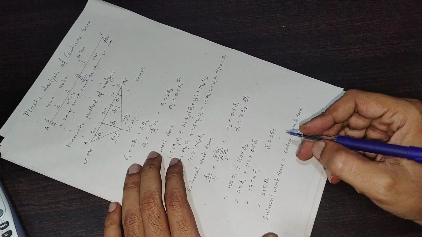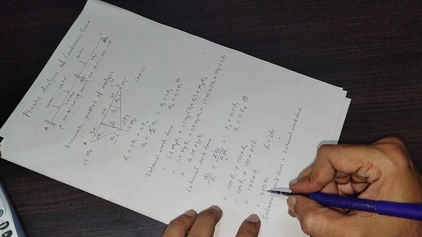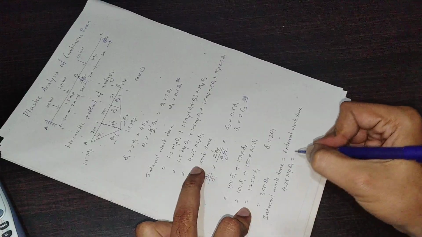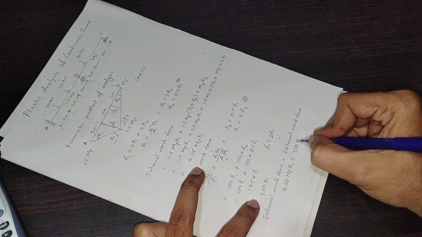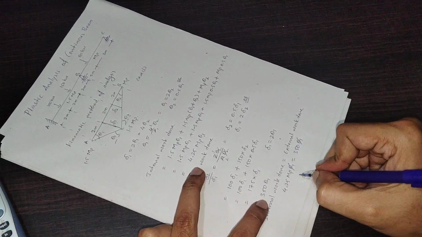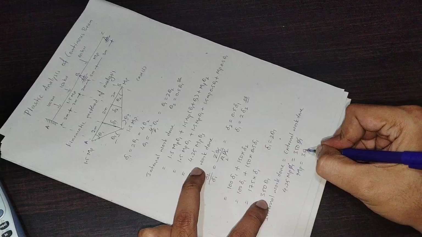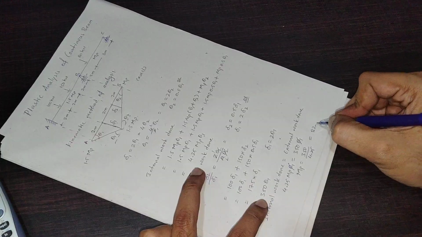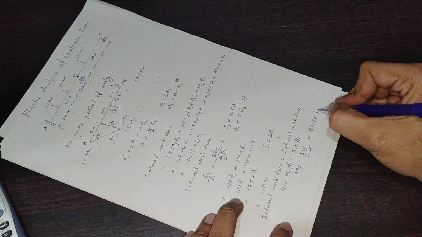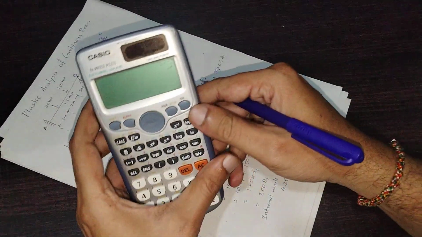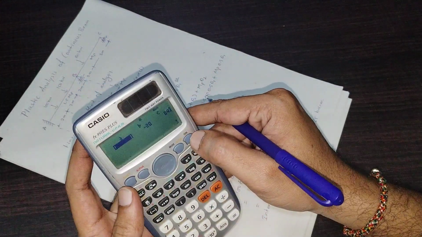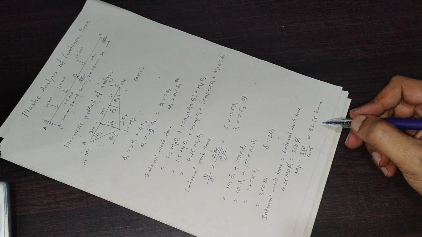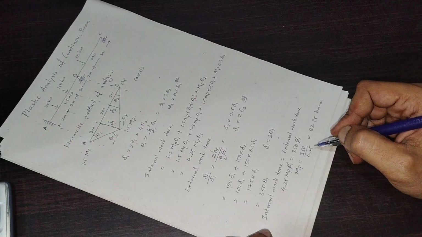Internal work done equal to external work done. So internal work done is 4.25 Mp theta 1, and external work done is 350 theta 1. So this theta 1 will get cancelled. So Mp equals 350 by 4.25, which is 82.35 kilonewton meter, right? So 350 divided by 4.25 is 82.35 kilonewton meter. So this is for case 1.